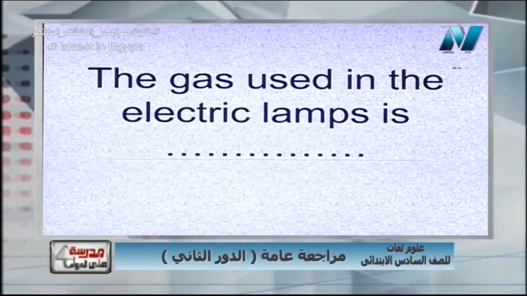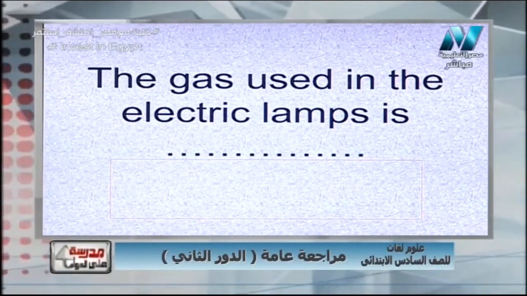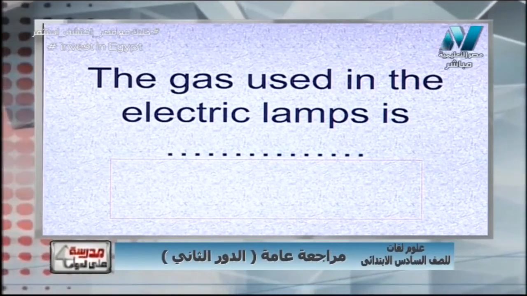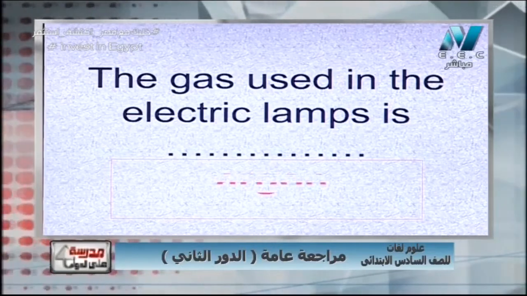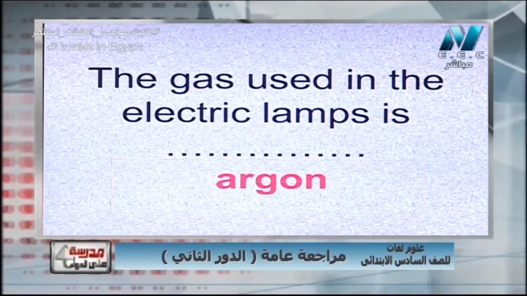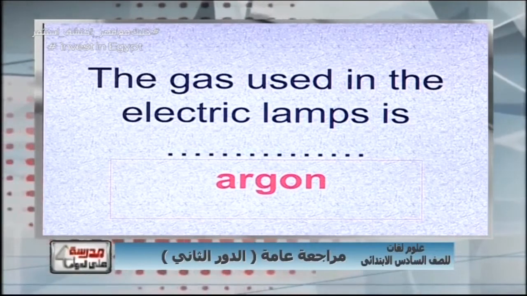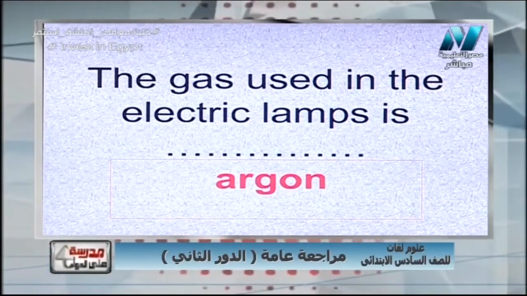Another question. The gas used in the electric lamp is what? الغاز المستخدم في اللمبات هو argon gas. The gas used in the electric lamp is the argon gas.